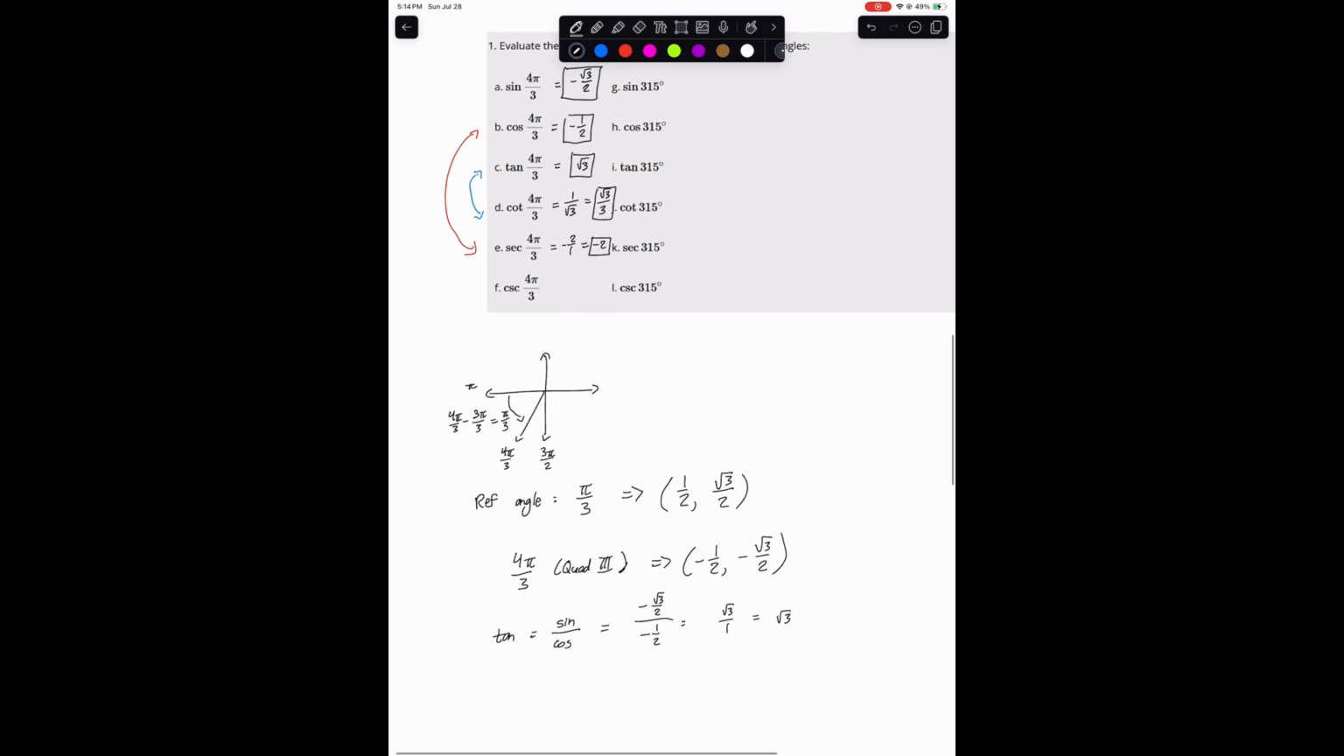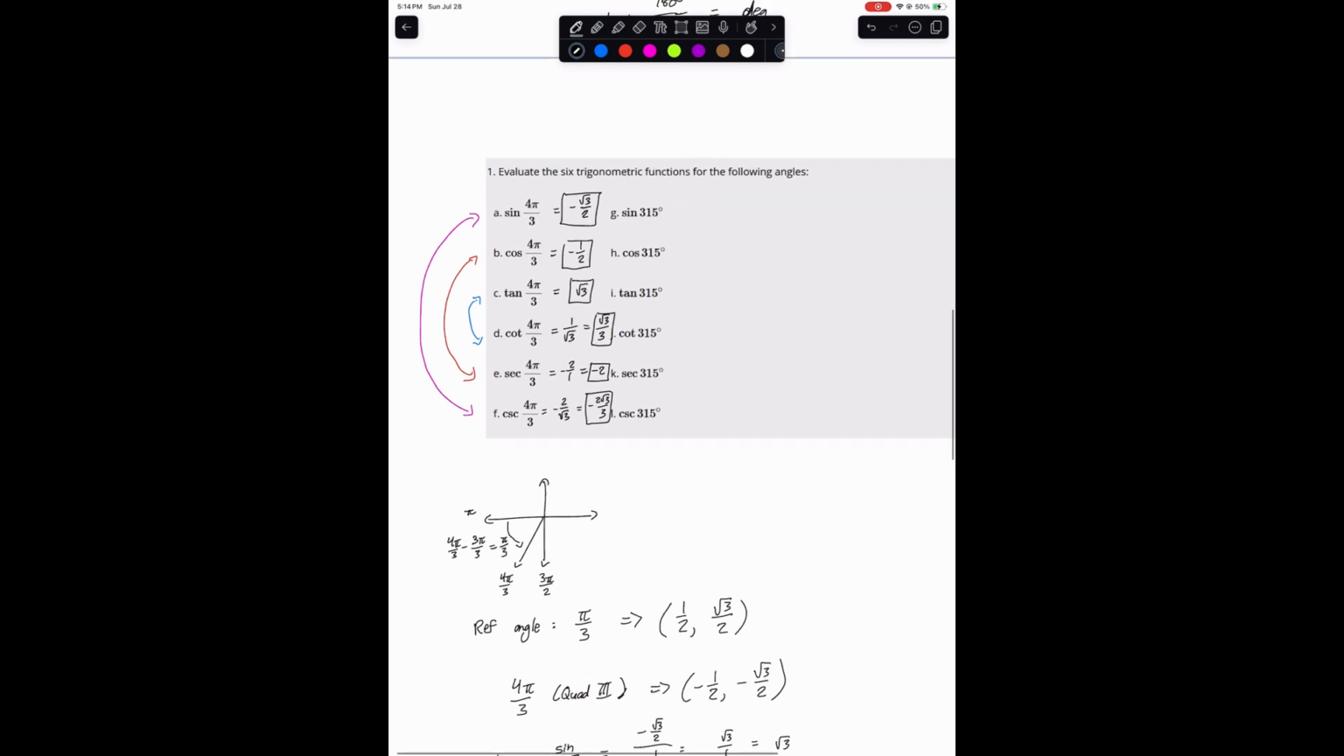For cosecant, weirdly enough, this is the reciprocal of sine. So you get -2 over root 3, which is -2 root 3 over 3, I believe. I cannot math today. Yeah, this is the answer. There you go. Okay.